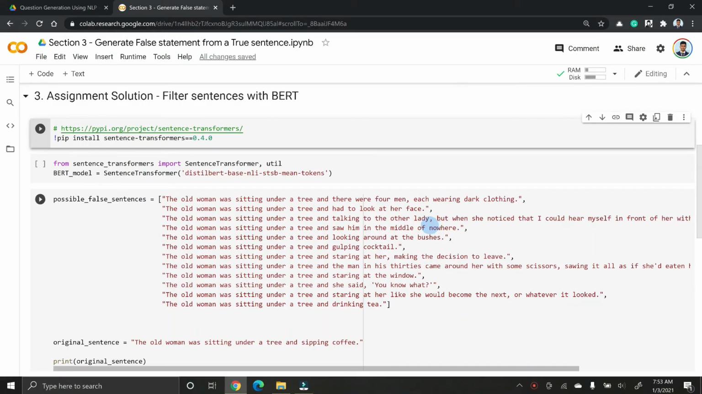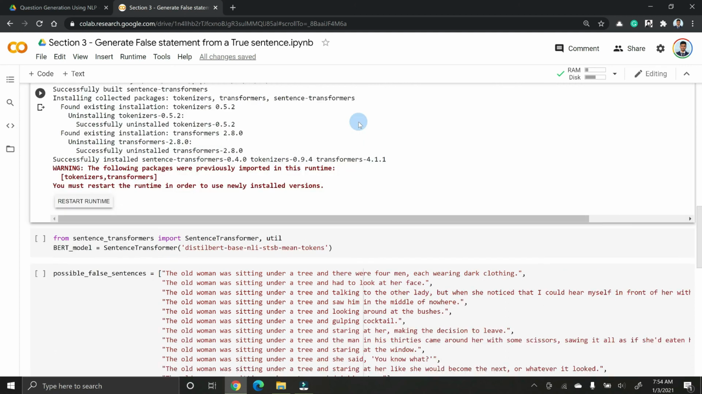In this section we will see how we can use sentence transformers to sort the sentences generated by GPT-2 in the order of similarity to the original sentence. I hope as part of the assignment you have had a chance to look at the sentence transformers library and come up with some solutions. First, we'll install the sentence transformers library. Once installed, you probably need to restart the runtime, so just click on restart runtime.